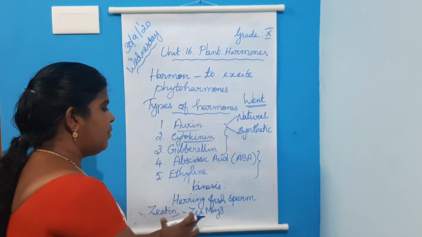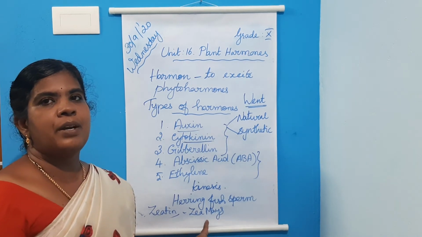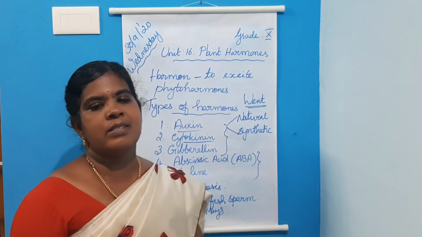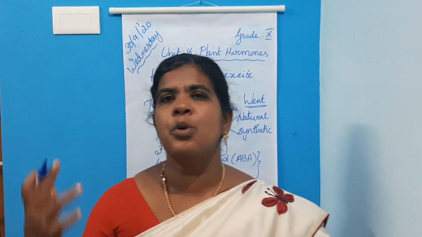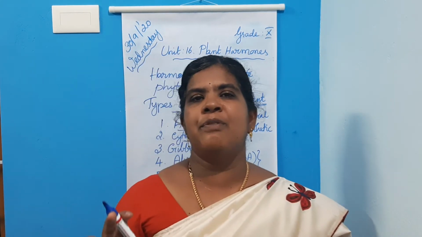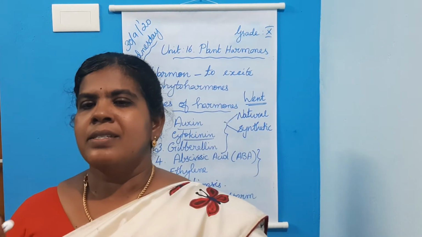Then zeatin is a form of cytokinin isolated from maize. It is found more abundantly in the liquid endosperm of coconut. Next, the physiological effects of cytokinin.